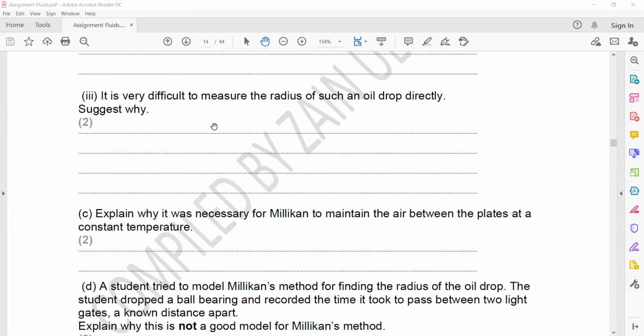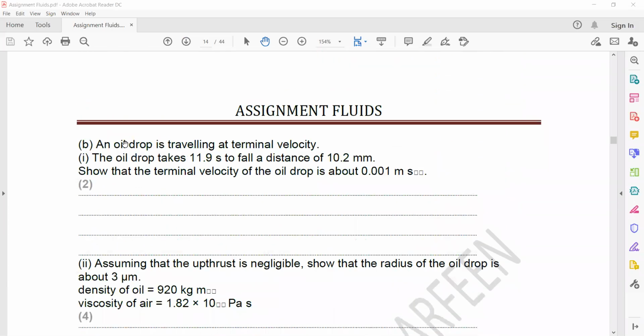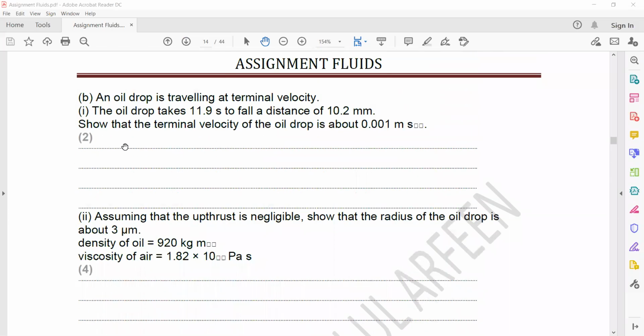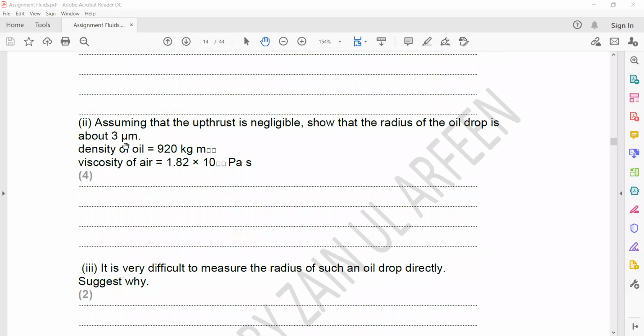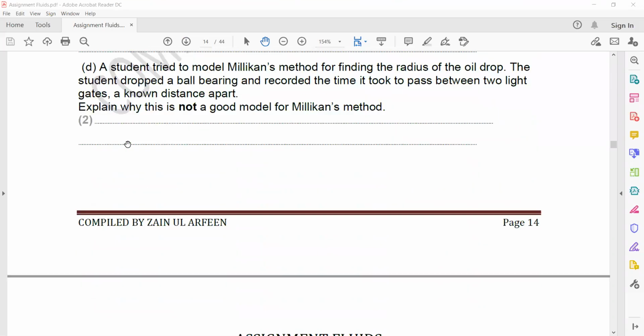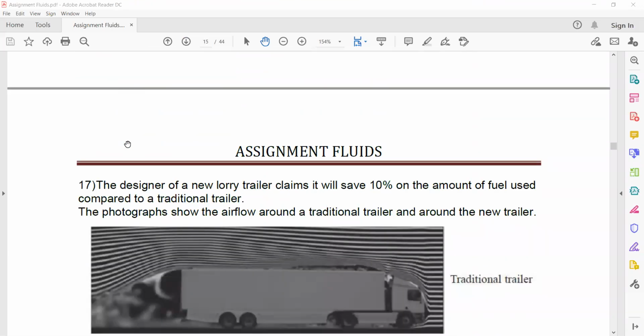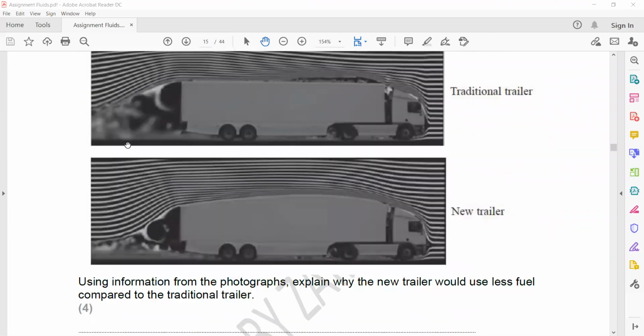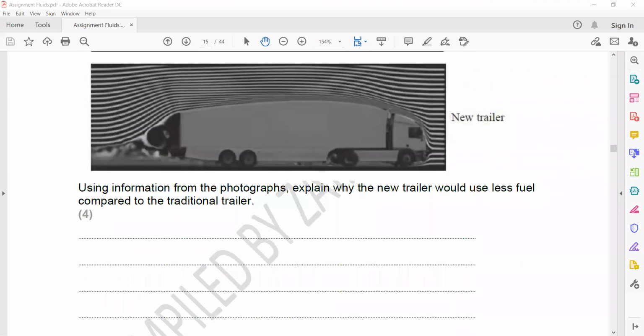Page 14, question 6, part B. That was the part B. Then page 16D.